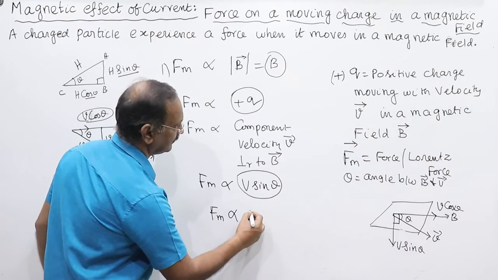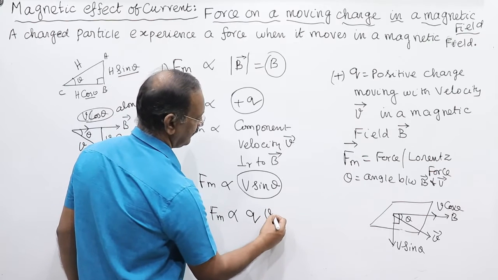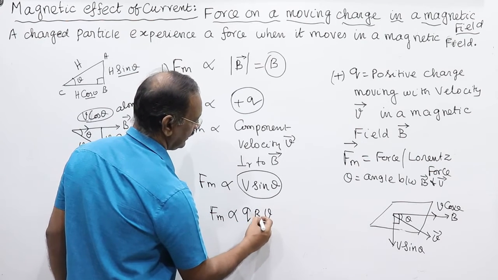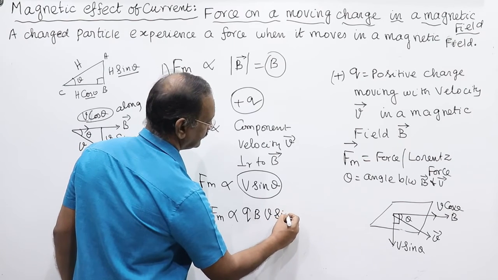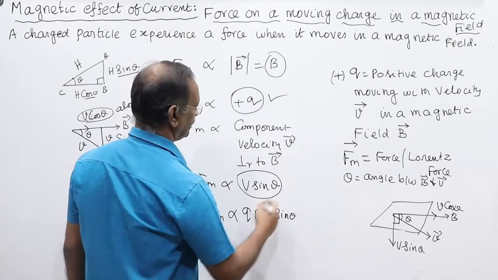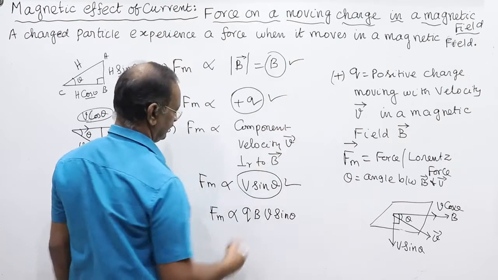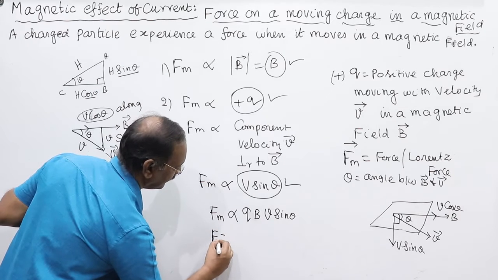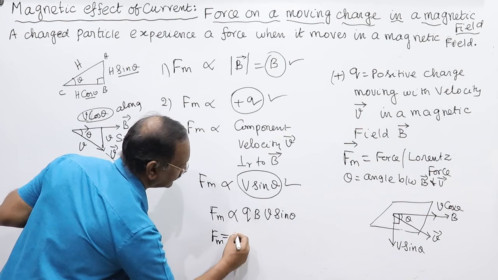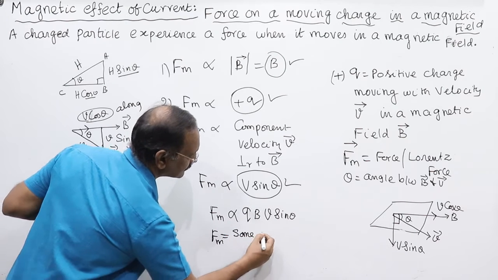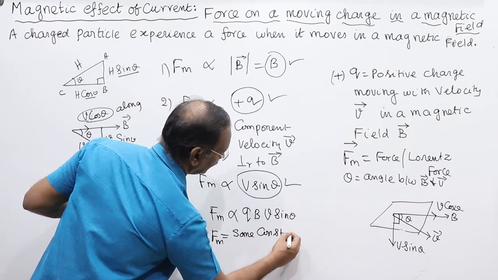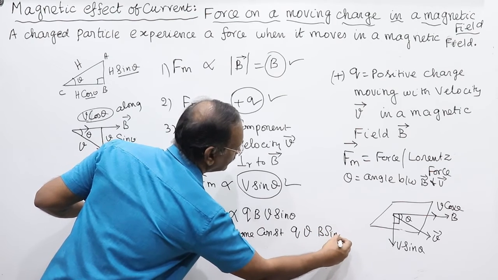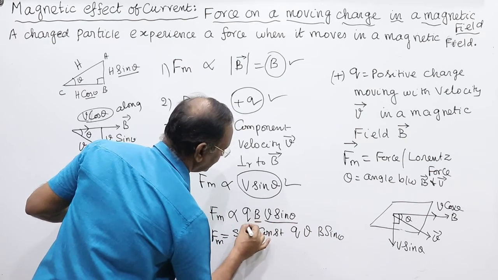Combining, we get Q V B into V sin theta. It is proportional to Q, it is proportional to V sin theta, it is proportional to B. Or we can write the magnetic force F is equal to some constant into Q V B sin theta. This is one component, 2, 3.